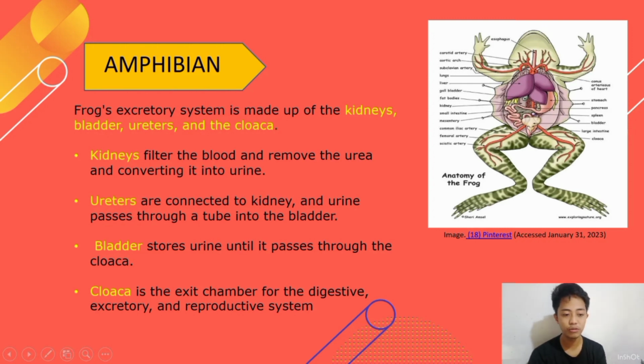urine passes through a tube into the bladder. Then the bladder stores the urine until it passes through the cloaca. And finally, the cloaca is the exit chamber for the digestive, excretory, and reproductive systems.